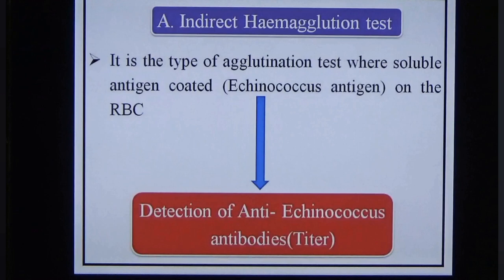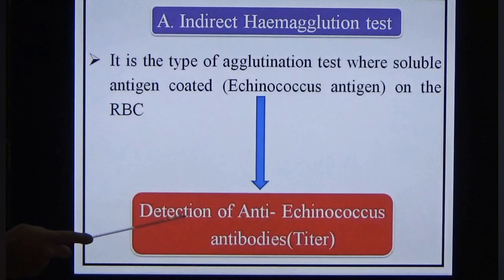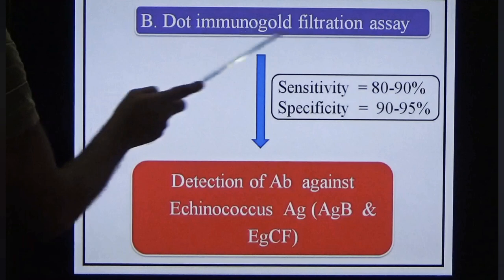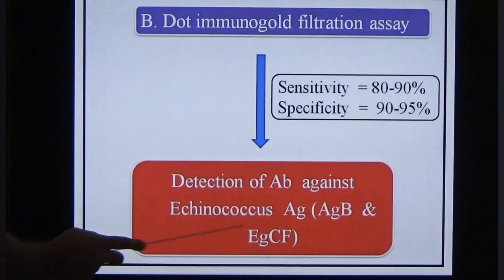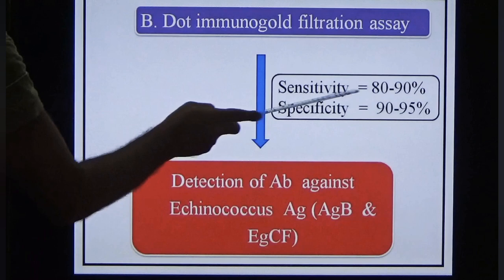Okay. The indirect immunoagglutination test is a type of agglutination test where soluble antigen, that is echinococcus antigen, is coated on the RBC. It detects anti-echinococcus antibodies, and the unit is the titer. The investigation commonly used in practice is the dot immunogold filtration assay. Here also we detect antibody against echinococcus antigens. There are two antigens: echinococcus B antigen and echinococcus cystic fluid antigen. It is very commonly used because sensitivity is 80 to 90% and specificity is 90 to 95%.